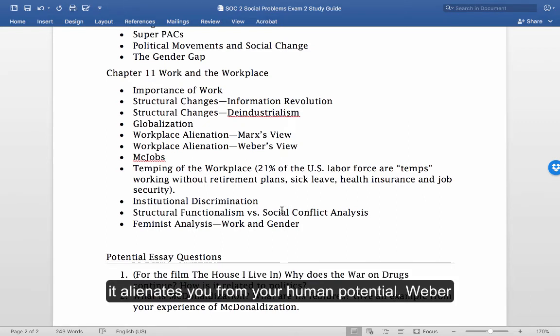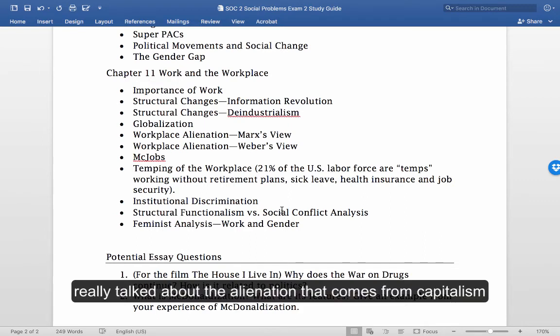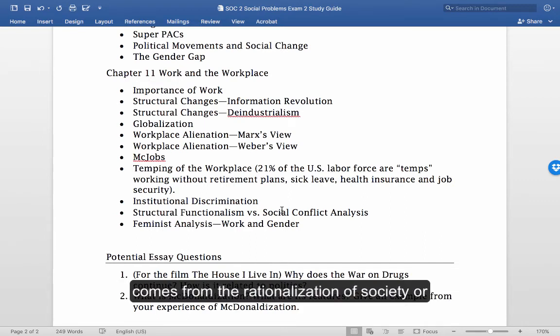Weber really talked about how the alienation that comes from capitalism comes from the rationalization of society, or what he later calls bureaucracy, right? That dun dun dun, bureaucracy.